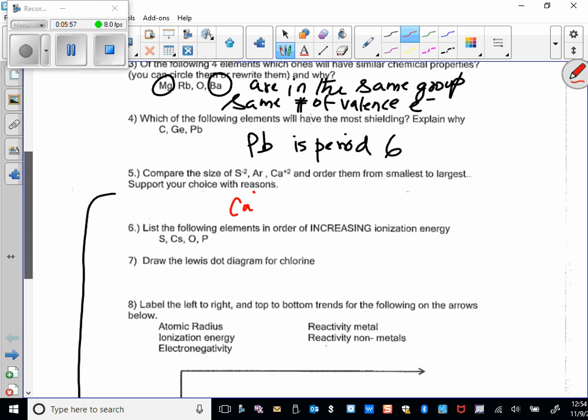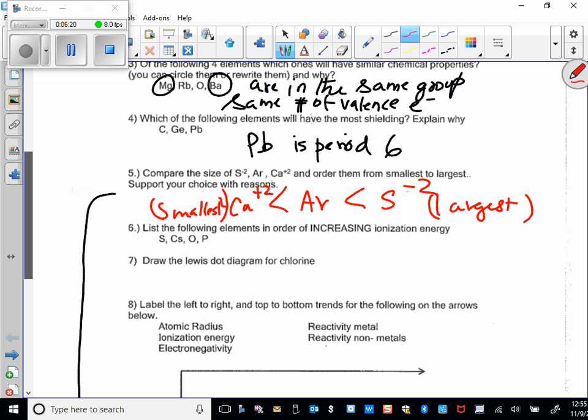So calcium is the smallest, followed by argon, followed by sulfide. Are we good? Do we understand that? Smallest. This is the largest.